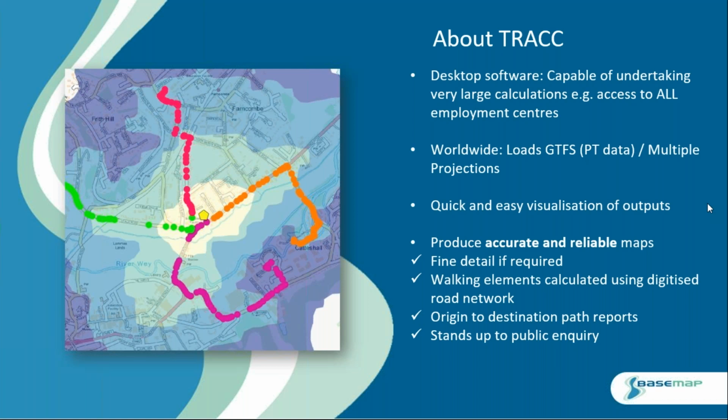The walking elements are calculated using the digitized road network, so they are realistic when looking at journey planning. And you can even get the full origin to destination path report, which would include all the constituent parts of a journey from someone's front door to perhaps a place of work or recreation. And because of the standardized methodology within the software, it's very good at standing up to public inquiry because of the way in which it performs the task that it's really good at.